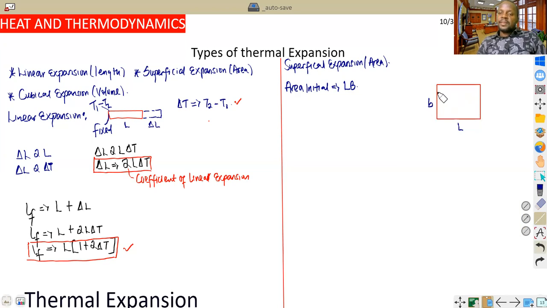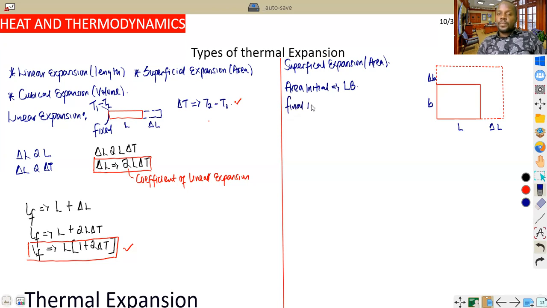Let's say by expansion, this has increased. When the temperature increases, the breadth increases, and because the breadth has increased, the length also increases. As a result of that, this is the new dimension we are having. The diagram is not drawn to scale. So now the length has increased from L by delta L, just like what we have talked about. You can see two things are changing here, and the breadth has increased by delta B. So we can say that because of that, the final area will now change.